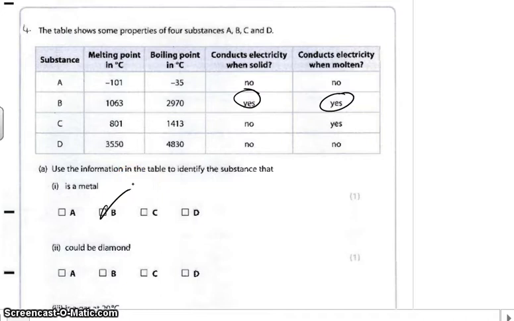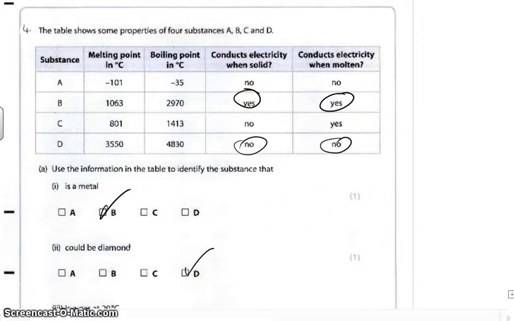What substance could be diamond? So diamond is going to have a high melting and boiling point, but it will not conduct electricity. Does it conduct electricity? No. Neither when it's molten nor when it's solid. So we're going to go with D for that.